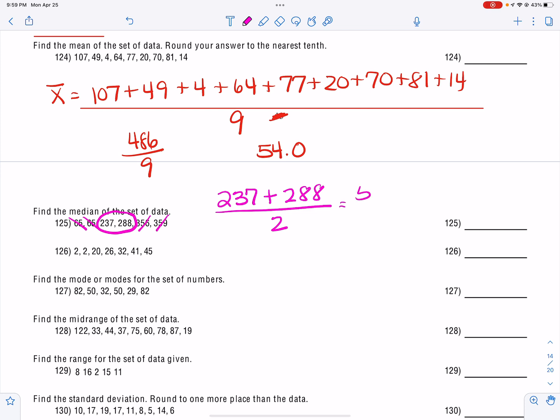So when I add those two together, I get 525. And when I divide that by 2, I get 262.5. And they say round to the nearest tenth. Well, they don't say for this one, but we're just going to say round. If it comes out to 1 to 2 decimal places, we just leave it with that answer. And that's because we have 2, 4, 6 pieces of data.